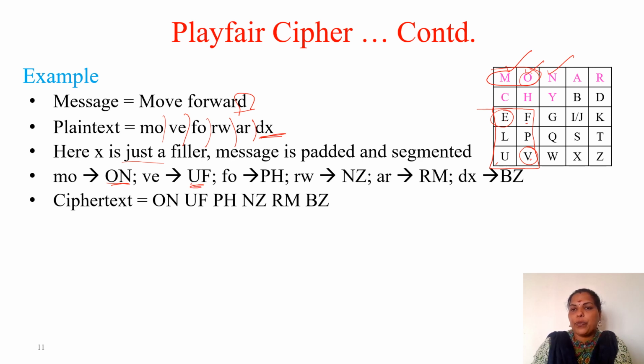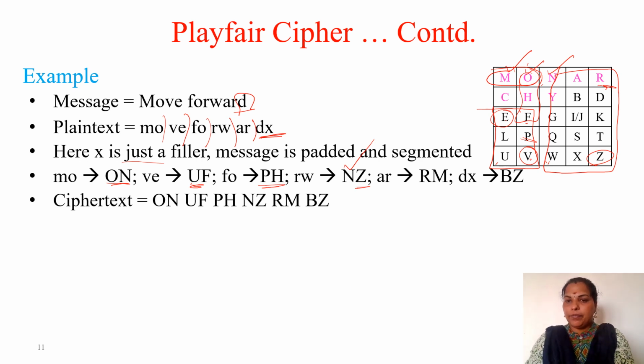Then FO, F is here and O is here. They are coming in the same column. So we have to look below: for F it is P and for O it is H. So PH. Then RW. Where is R? Here R is there and W is there. So we have to form a box-like structure for RW. For R it is N, and for W we have to choose Z.